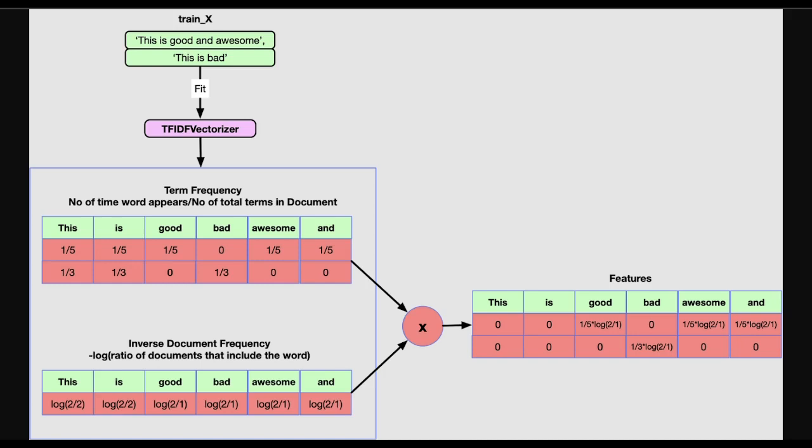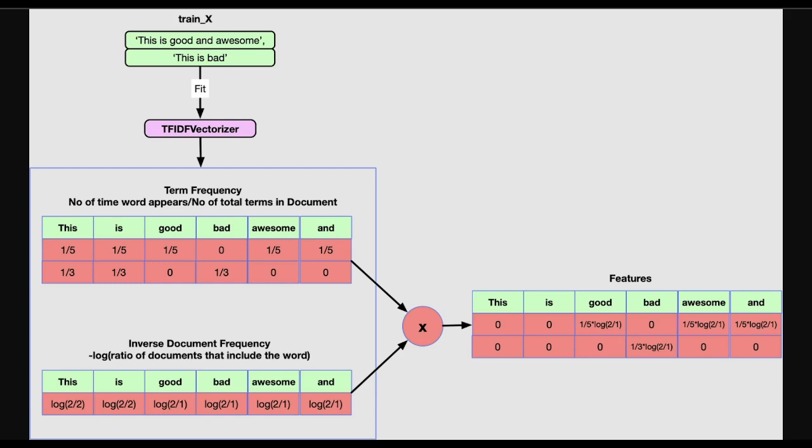Here you take the log of the ratio of documents that include the word. What you basically do is, in your numerator you have how many documents you have in your training set, and on the denominator side you have how many documents the word has been included in. So when you check for this and you apply log onto that, for the word this, the total documents that you have are two. The first document is this is good and awesome, and the second document is this is bad.